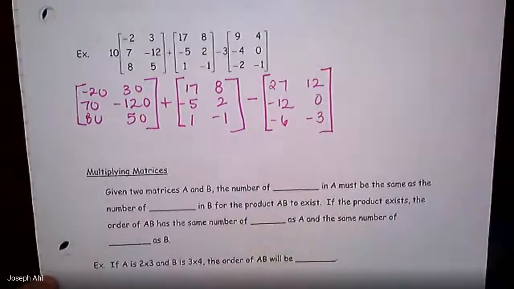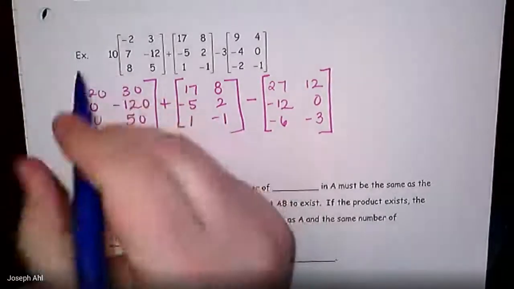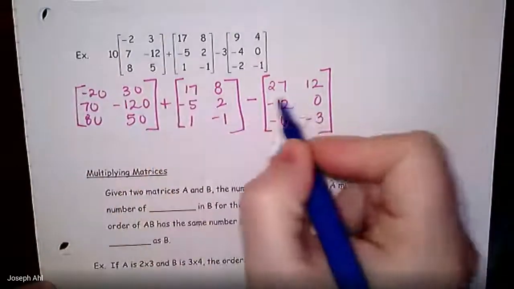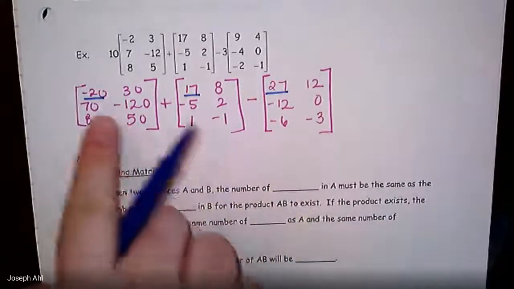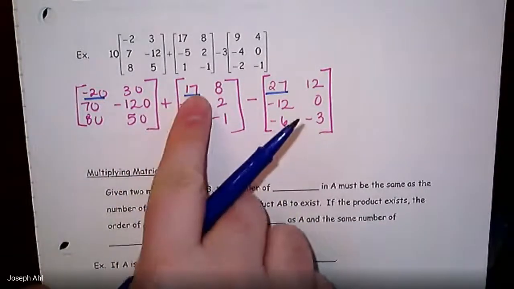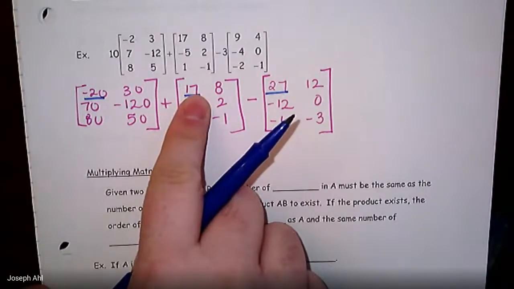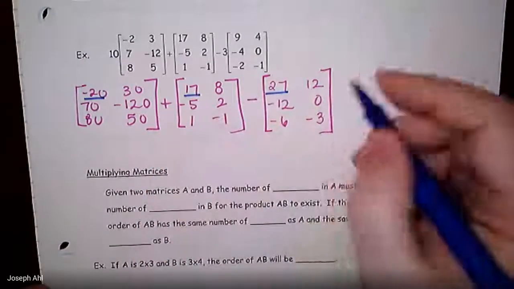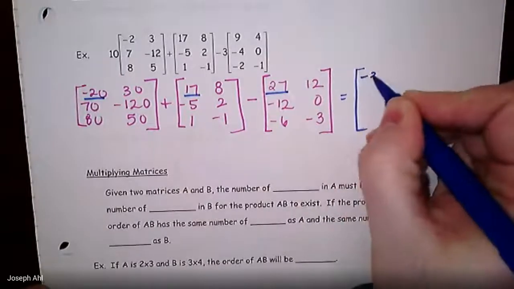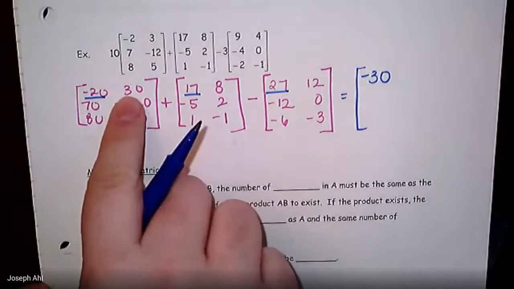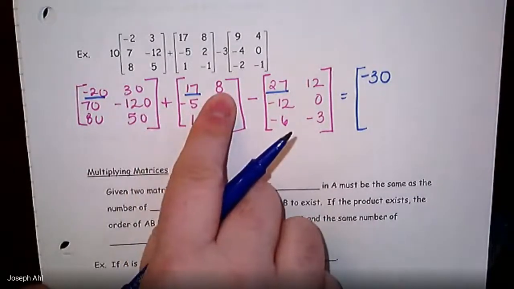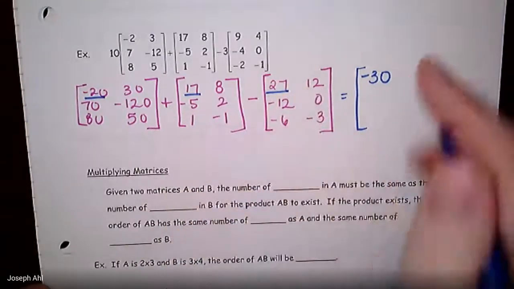Okay. So just to show you an example of what this would look like in a combined format, I'm not going to do all the operations here. I'll write down what the final answer looks like, though. If I wanted to do the addition of these two and then subtract the last, just make sure you take all those corresponding elements and perform the indicated operation. Negative 20 plus 17 is negative 3 minus 27 is a result of negative 30. So that first top spot should be negative 30. Let me show you one more going across the top row. 30 plus 8 would be 38. Minus 12, it's going to be a total of 26.